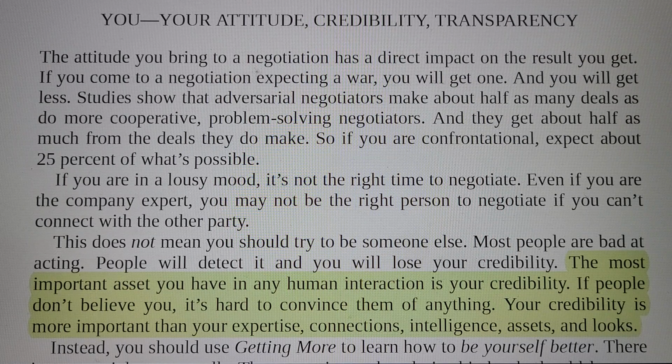So, if you are confrontational, expect about 25% of what's possible. If you are in a lousy mood, it's not the right time to negotiate. Even if you are the company expert, you may not be the right person to negotiate if you can't connect with the other party. This does not mean you should try to be someone else. Most people are bad at acting. People will detect it and you lose your credibility.